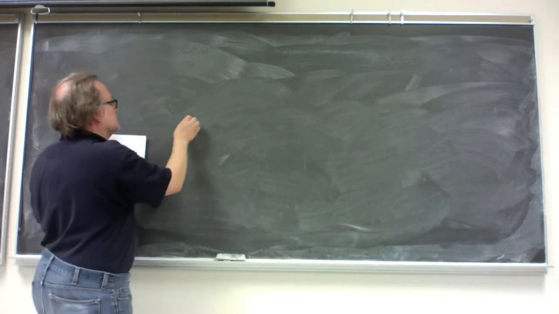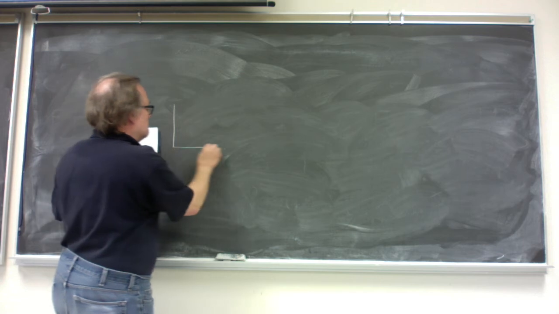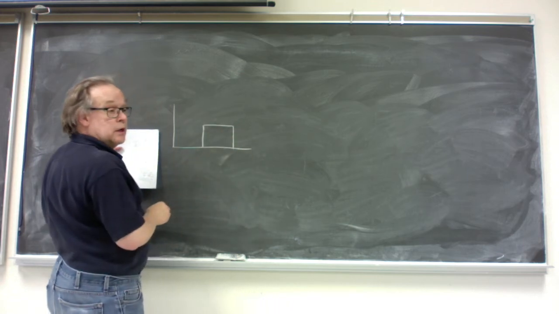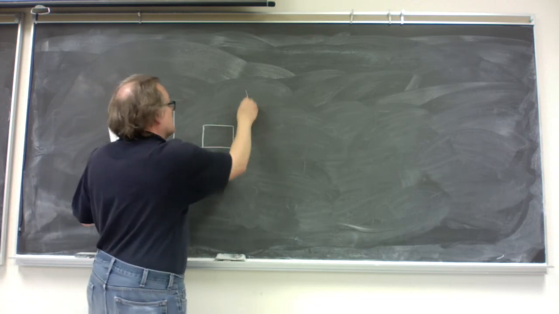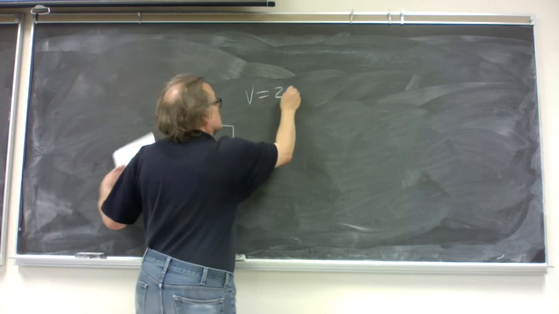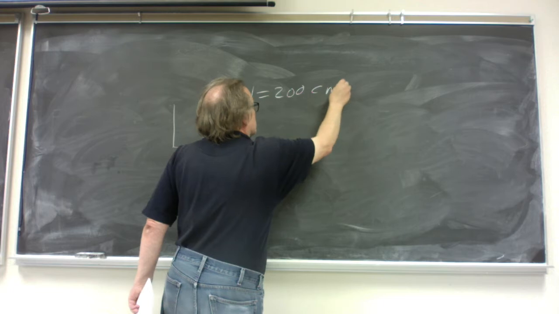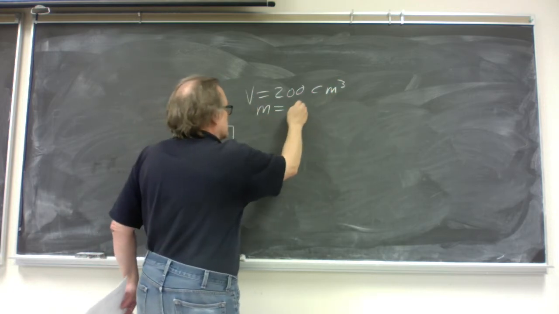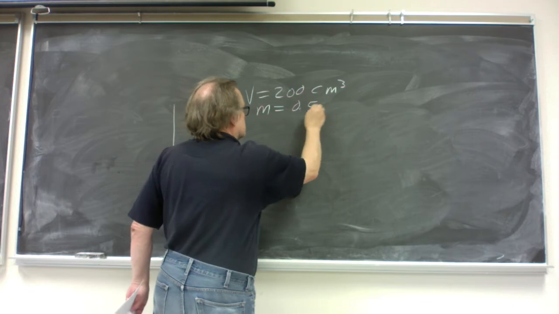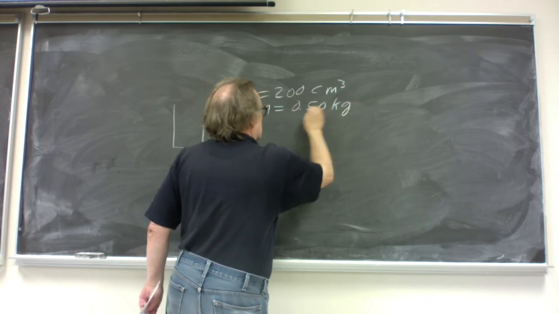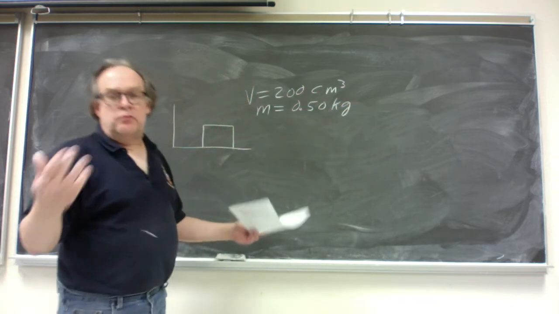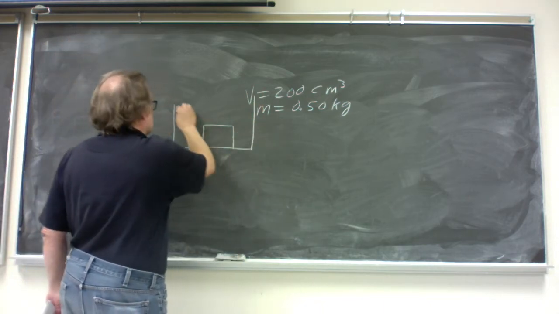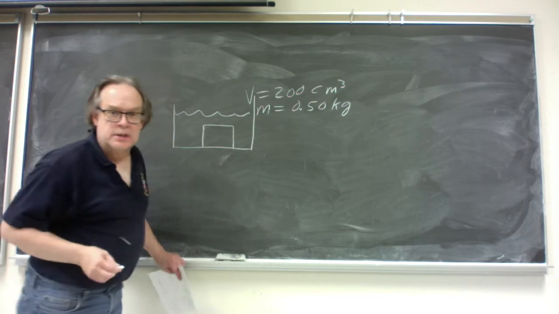Let's say you've got just a block with a volume of 200 cubic centimeters, and then the mass of that block will be, let's say, half a kilogram or 500 grams, however you want to say it, and it's immersed in some kind of fluid.